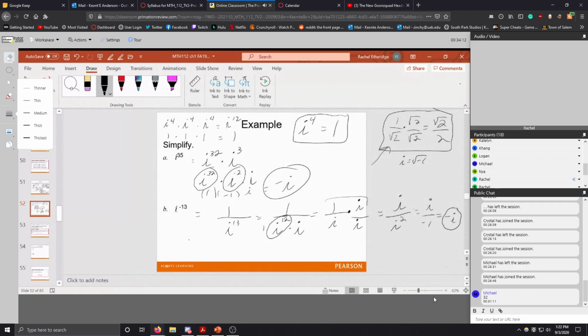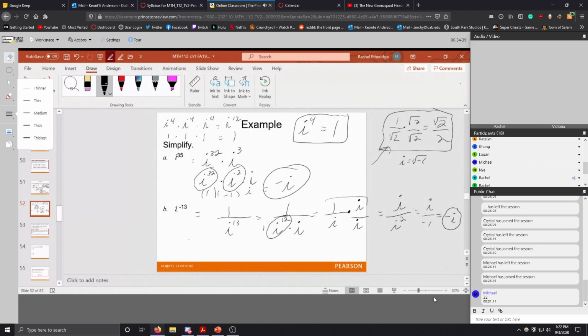So recapping, if you have i to a higher exponent, you want to break it down into an exponent divisible by 4 and then whatever's left over. So i to the 35, I went down until I found a number divisible by 4. That was i to the 32. That left me with i to the third.